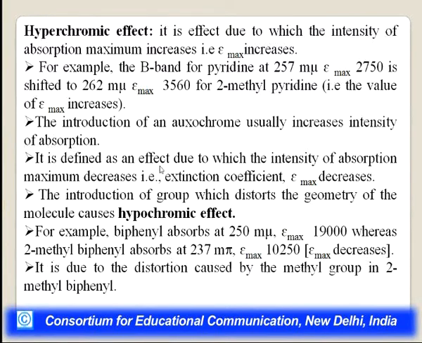The hypochromic shift is defined as an effect due to which the intensity of absorption maximum decreases, that is, the extinction coefficient decreases. This is due to the distortion of the geometry. For example, biphenyl absorbs at 250 millimicron with epsilon maximum value 19,000, whereas for 2-methyl biphenyl, you can see that there is an introduction of a methyl group at position number 2. What happens here? The epsilon maximum value decreases. This is due to the distortion in geometry caused by the methyl group in position number 2.